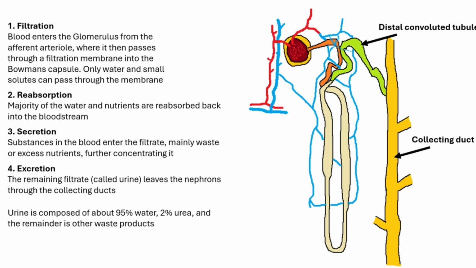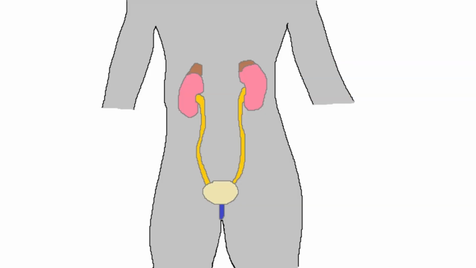Typically, urine is composed of about 95% water. The second largest component is about 2% urea, which is a product of the body excreting nitrogen. The remaining 3% are other waste products like hormones, proteins, and metabolites. These concentrations will obviously fluctuate depending on several factors like diet and health. That is the brief overview of the human urinary system.